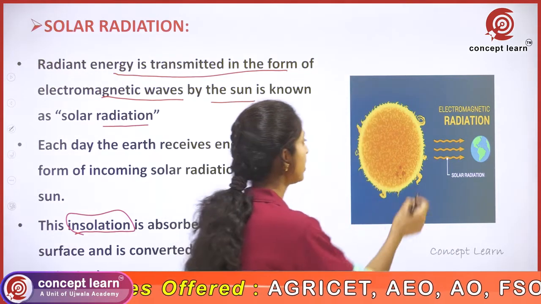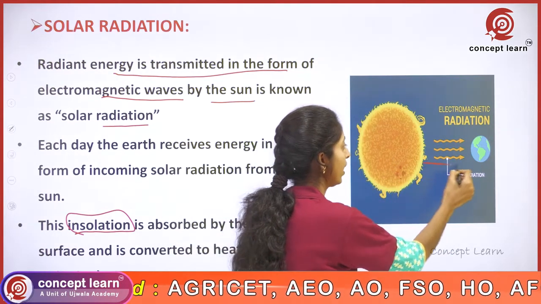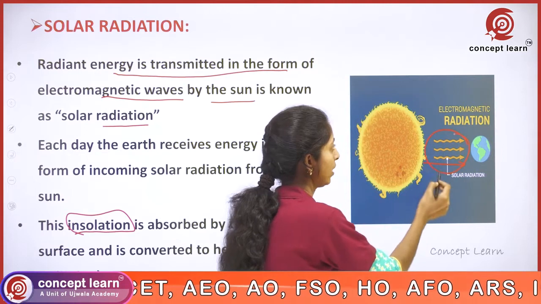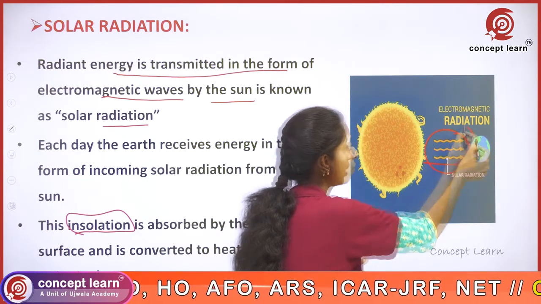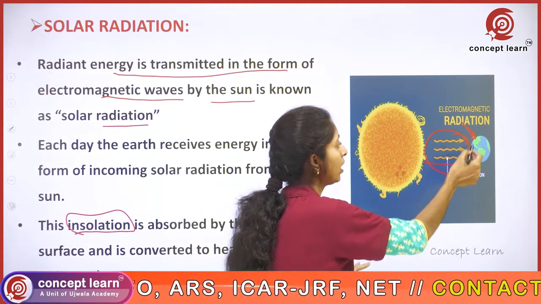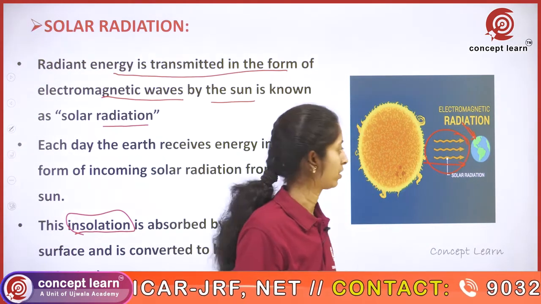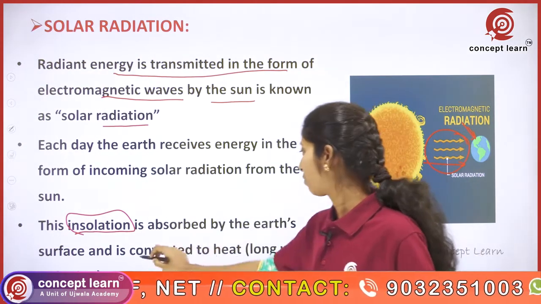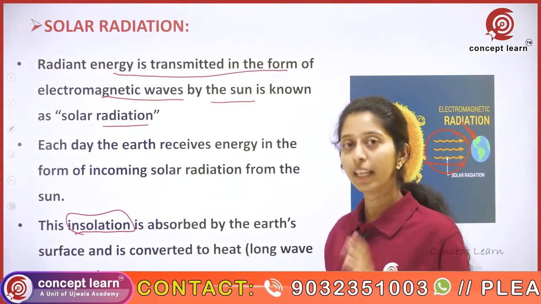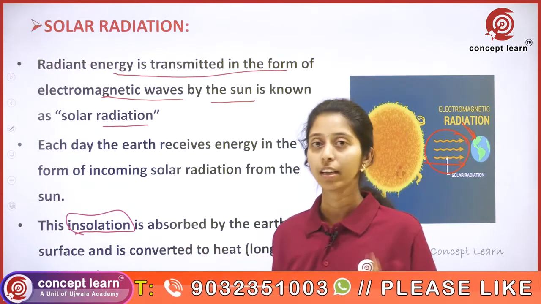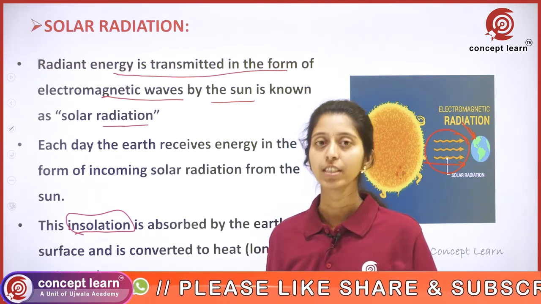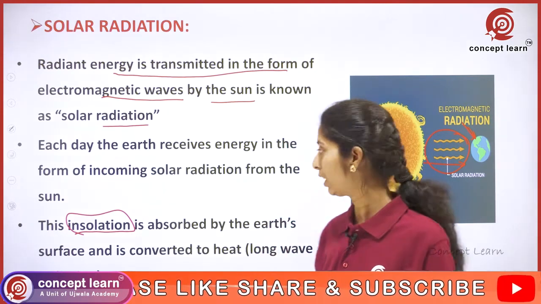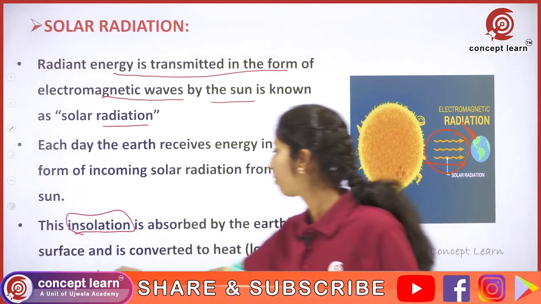When the sun is transmitting solar radiation in the form of electromagnetic waves, when it reaches the earth's surface, some amount of energy of solar radiation will be absorbed by the earth's surface and converted to heat. Whatever solar radiation is absorbed by the earth's surface gets converted into heat, nothing but long wave radiation.